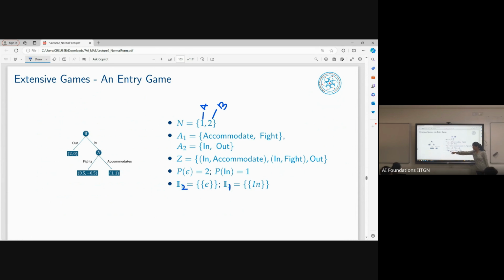So I2, the information set for agent 2, is the starting epsilon set, because agent 2 is going first. And for agent 1, there is only one place where agent 1 has to decide. That is after agent 2 has played in. Right? So that's the only element in its information set. For another game, it will be more complex and more clear. And these are the utilities corresponding to the sets of actions, the sets of strategies that are available.